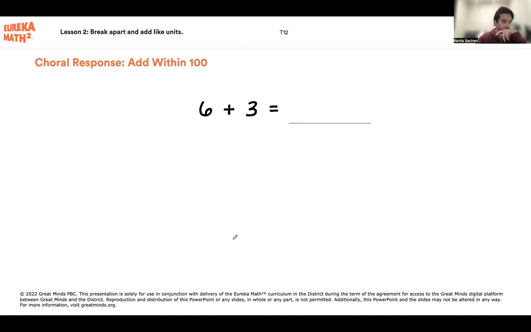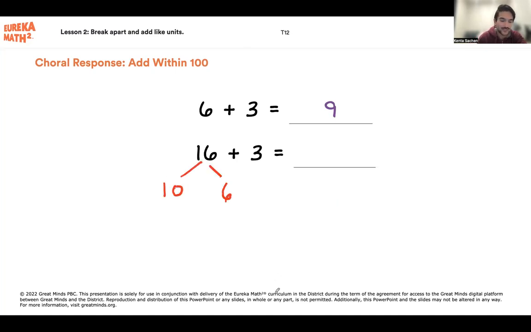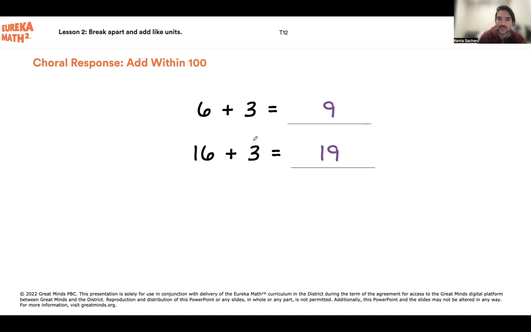6 plus 3. Jose, what's 6 plus 3? Yeah, it's 9, right? Okay, now let's change it up. 16 plus 3. Now there's a 10, right? 10 and 6. What is 16 plus 3? Let's think. Didi? Yeah, it's 19, right? Because we did 6 plus 3 plus 10, or 9 plus 10 is 19.